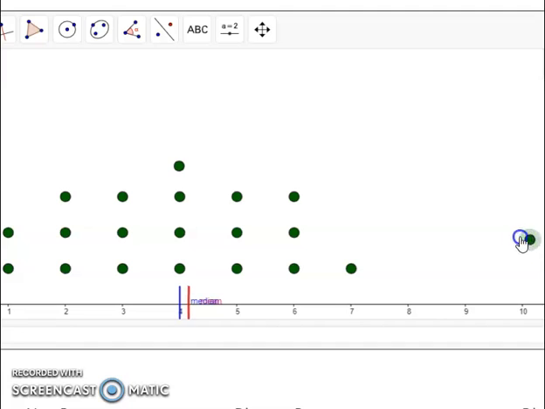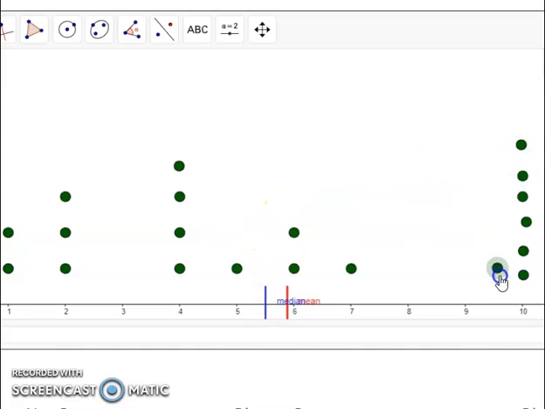The median, notice, did not change. It's still in blue, still right there in the middle. But if I were to add more dots to the right-hand side, you can see that the mean is moving, but the median is also moving because I'm adding more dots to the right.